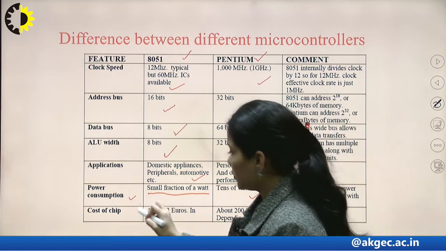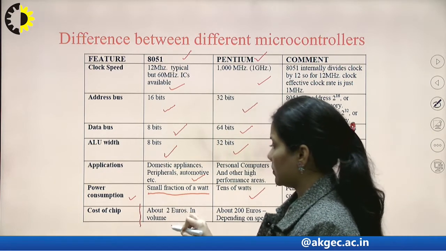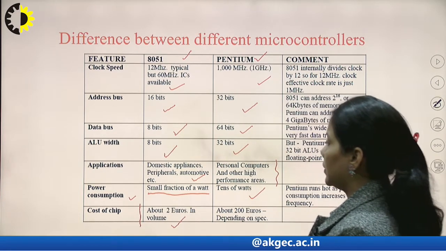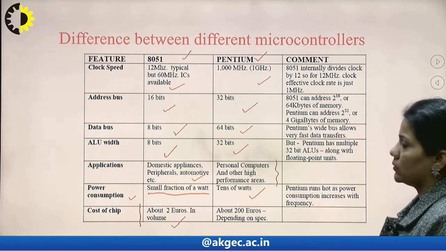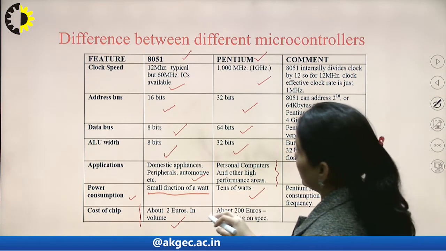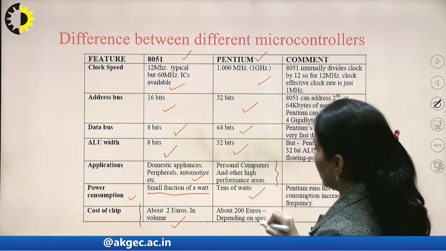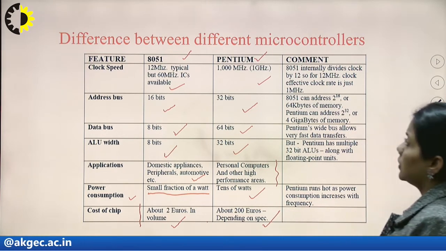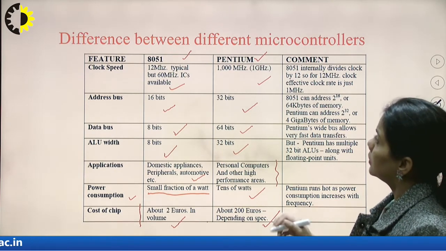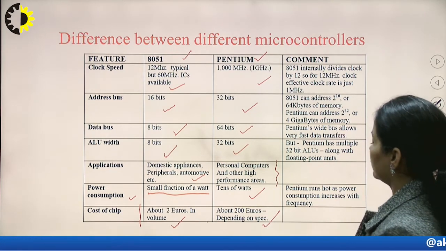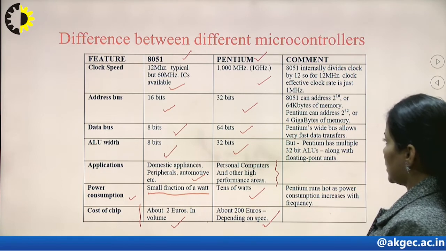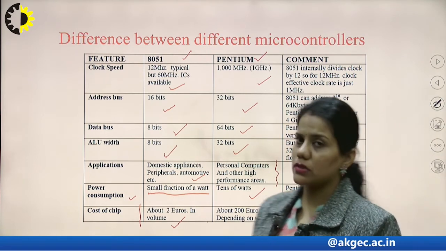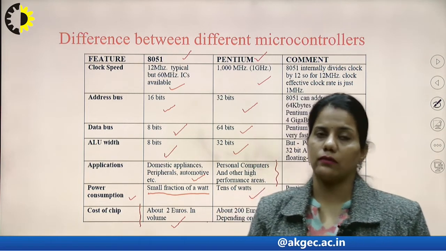If we talk about the cost of the chip, about 2 euros in volume is there in case of 8051, and about 200 euros, depending upon the specifications, are spent in terms of Pentium. So we can see that there are certain clearly visible differences between the 8051 and Pentium series.